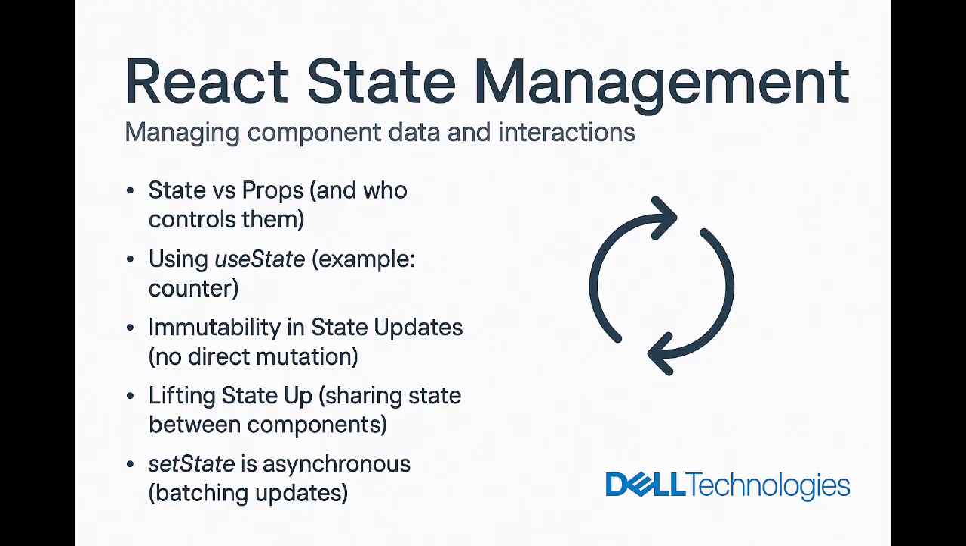This demonstrates a key idea. State updates trigger re-renders. That's how the UI stays in sync with the state. You don't manually manipulate the DOM to update that number. You just change the state and React does the rest.